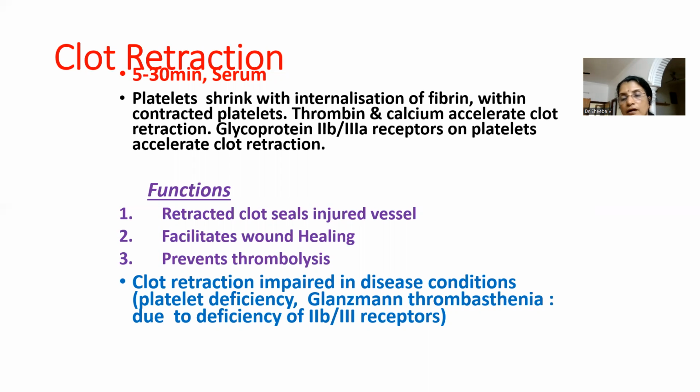Now that's about coagulation. What happens in coagulation? Here the soluble fibrinogen is converted to insoluble fibrin monomer by the action of thrombin, and finally a permanent clot is formed on the injured surface and completely prevents the loss of blood.